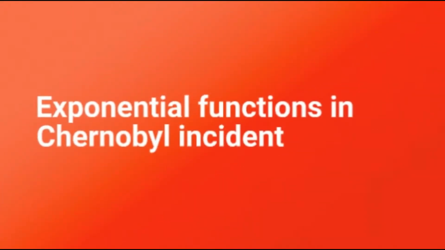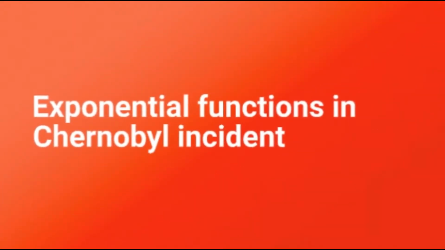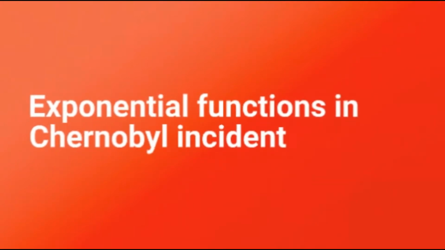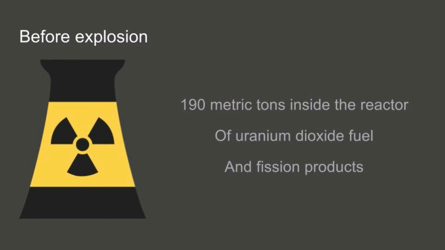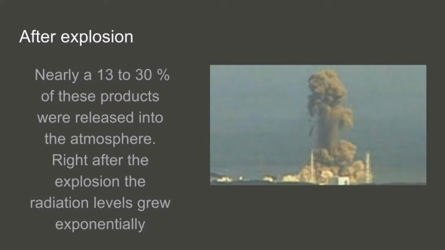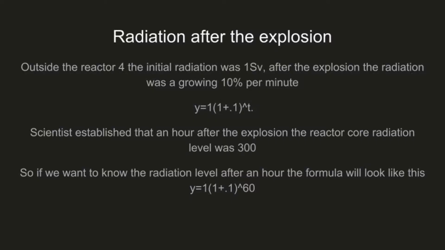Now, we will show you how exponential growth and decay can be seen in the Chernobyl incident. Before the explosion, the reactor had nearly 190 metric tons of uranium dioxide fuel and fission products. After the explosion, it's estimated that 13 to 30% of these products were released into the atmosphere. Right after the explosion, the radiation levels grew exponentially.